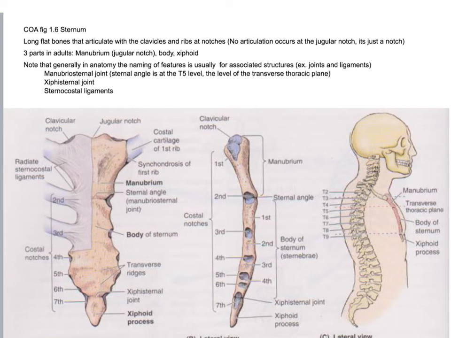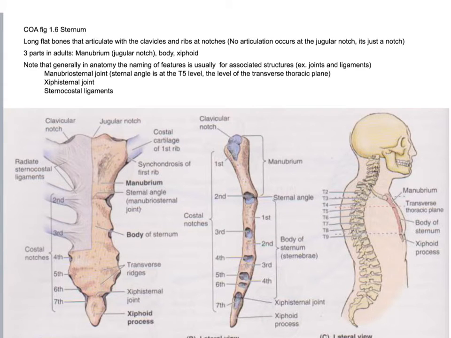This is a view of the sternum. The sternum is a long flat bone that articulates with the clavicles and ribs. Be aware that the rib notches are going to be in a joint with other bones, for example, with the ribs. But in the case of the jugular notch that we have superiorly in the manubrium, that notch has no articulation with any other bone.